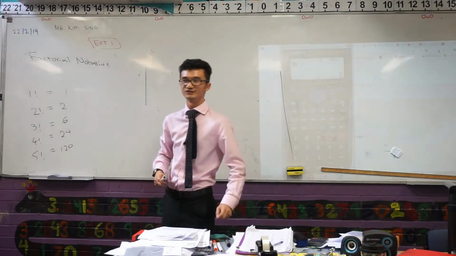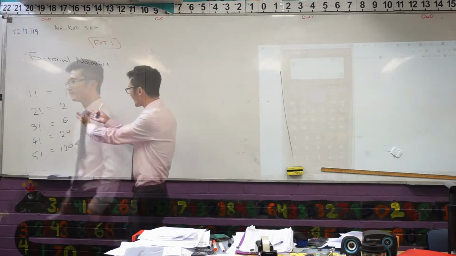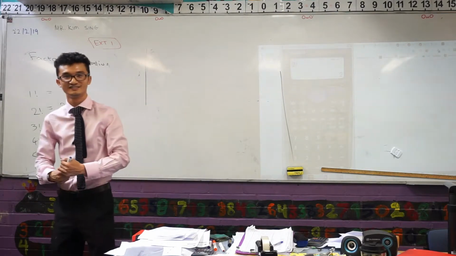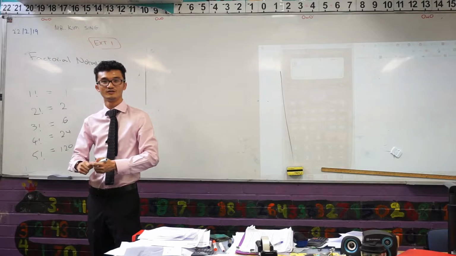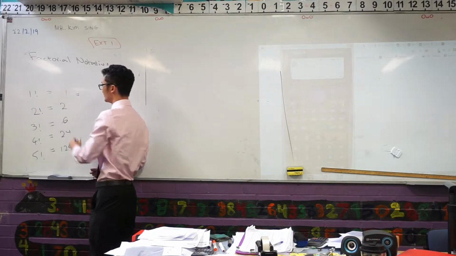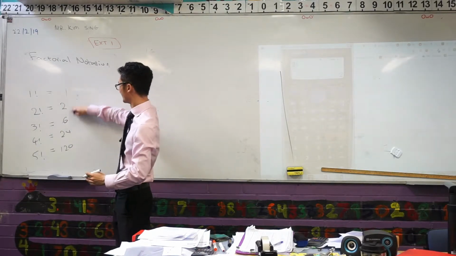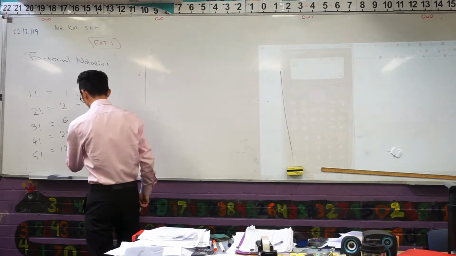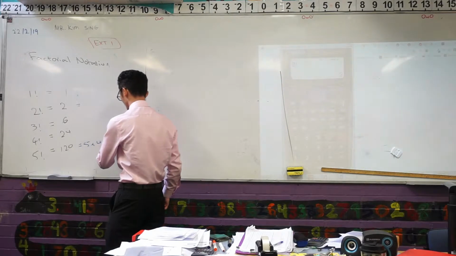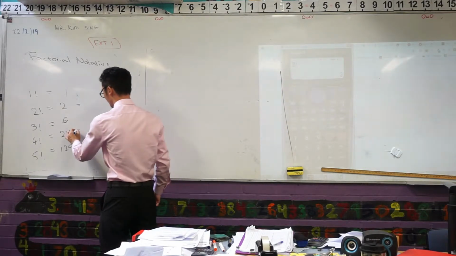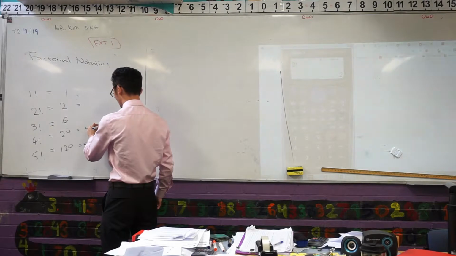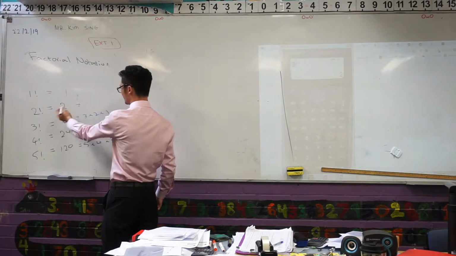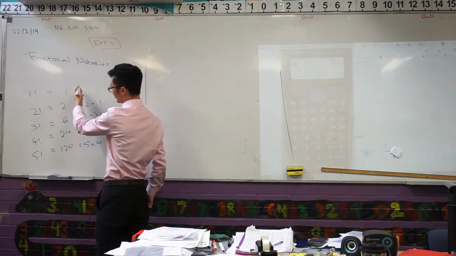Do you think you know what's happening here? Why am I getting these numbers? Where are they coming from? 5 times... Basically you're descending. So 5 factorial would be 5 times 4 times 3 times 2 times 1. So it's 5 multiplied by all the numbers down to 1. Okay, so what's this? 4 times 3 times 2 times 1. 3 times 2 times 1. 2 times 1. And that's just 1.